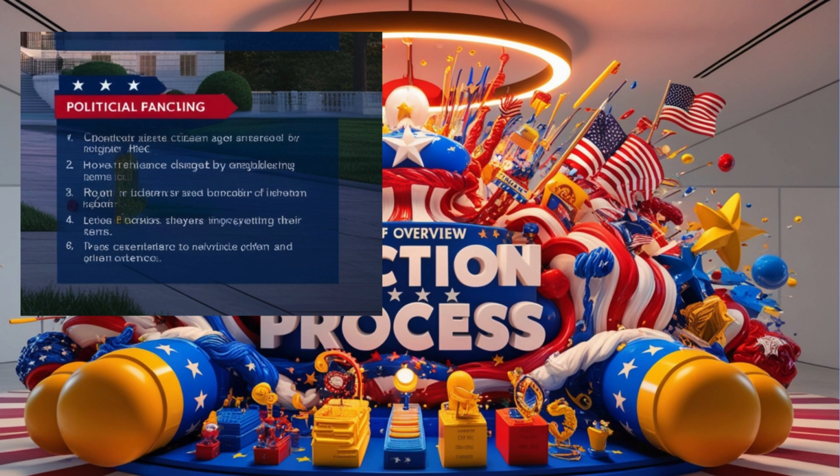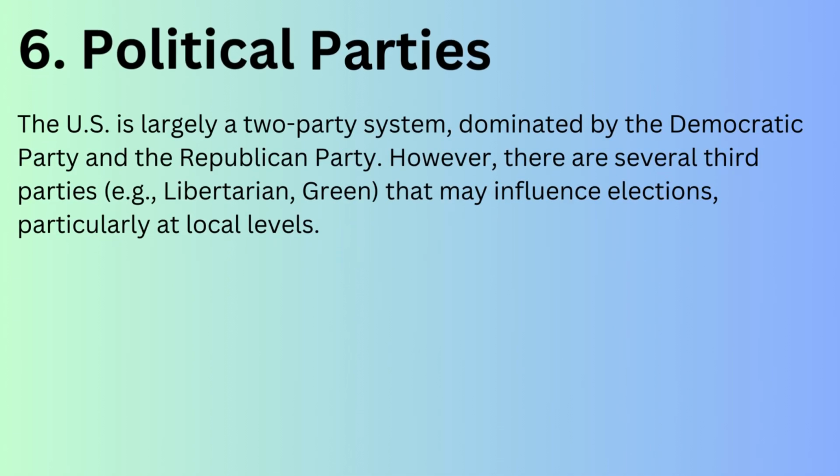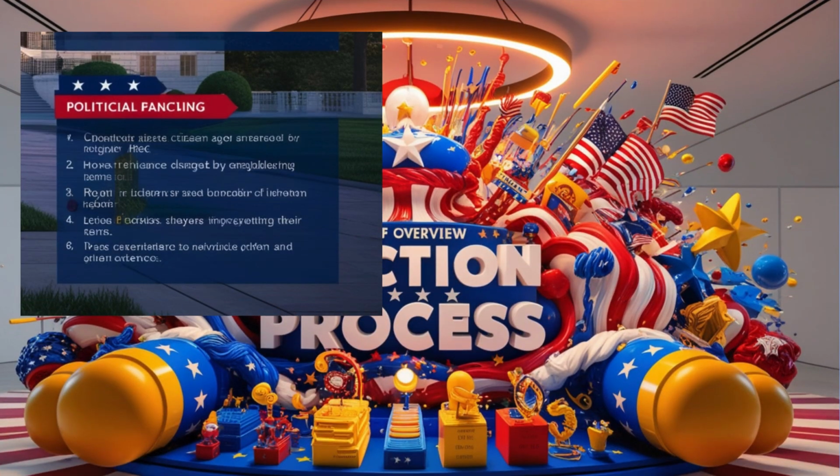Political parties. The U.S. is largely a two-party system, dominated by the Democratic Party and the Republican Party. However, there are several third parties, e.g., Libertarian, Green, that may influence elections, particularly at local levels.